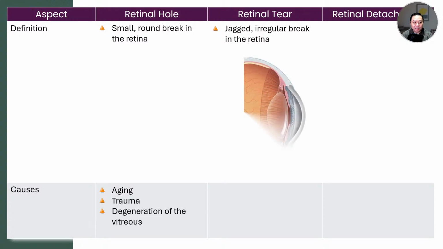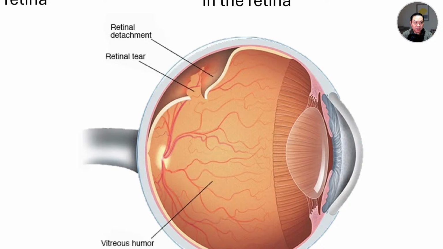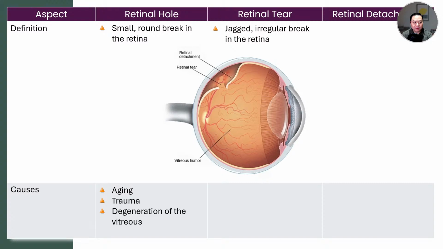Now, let's just take a look into this picture right here regarding the retinal tear and the retinal detachment. So there's that jagged appearance in the retina for the tear, while when we are worried about the retinal detachment, this is the pulling away of the retina from the choroid. Okay. Now, what will be the causes of the retinal tear? These are your posterior vitreous detachment, or known as the PVD.